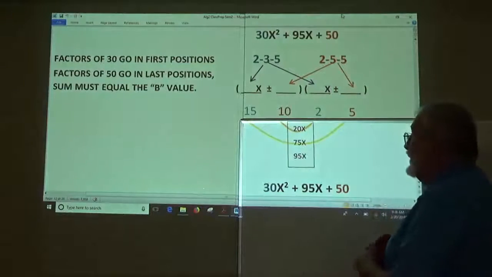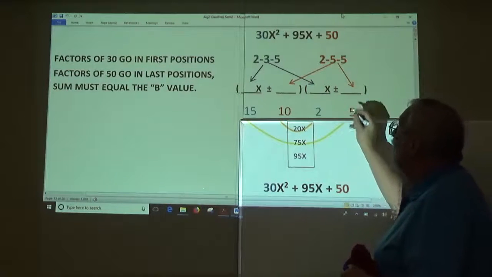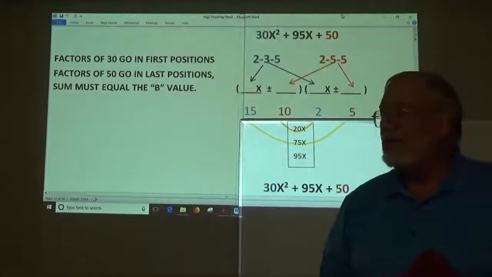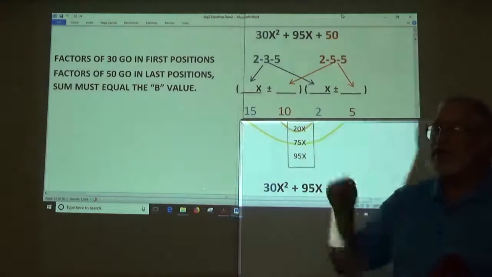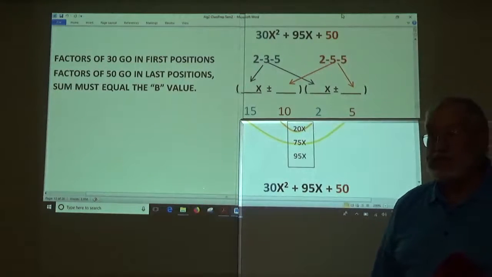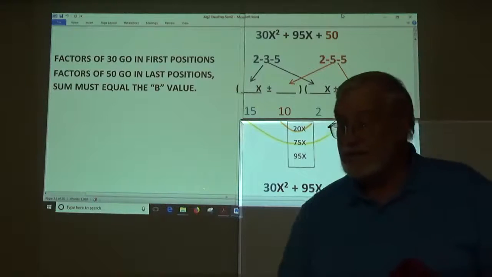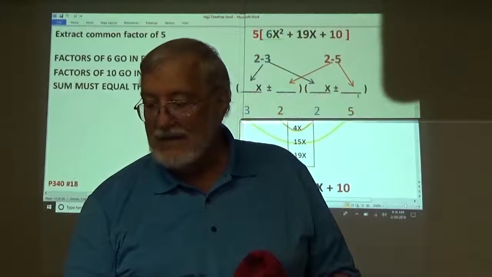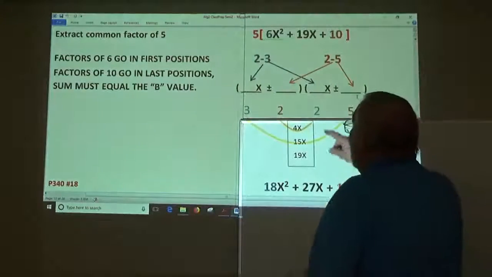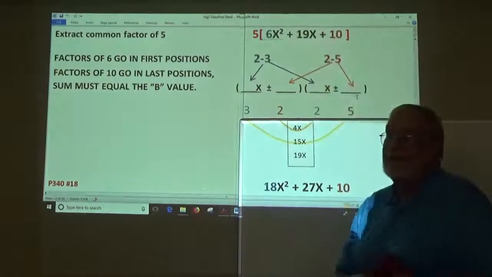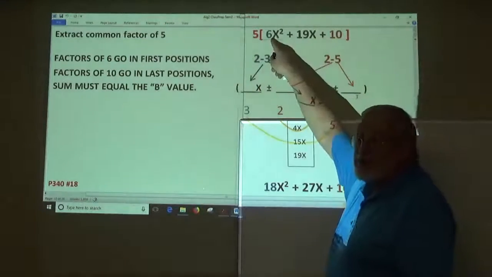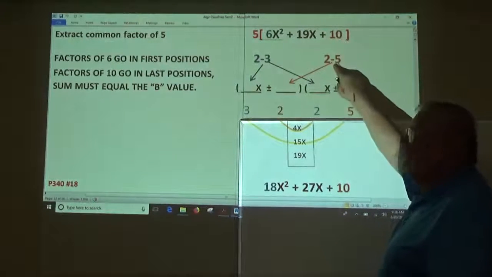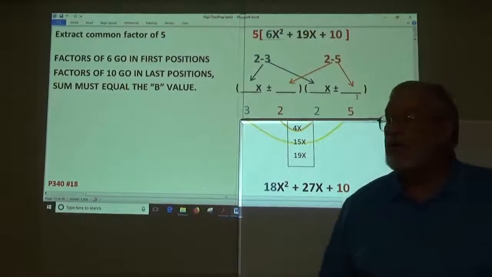Now, here's something you have to recognize. See those original numbers? Those original numbers all have a factor of 5 in them. What would happen if I had taken the factor of 5 out first? The numbers would have been smaller and it would have been easier to use. Okay, so let's look at that. If I take the 5 out, I have 6x, 19, and 10. And so now I want factors of 6, which are 2 and 3, as well as 6 and 1, and then factors of 10, which are 2 and 5, 10 and 1.